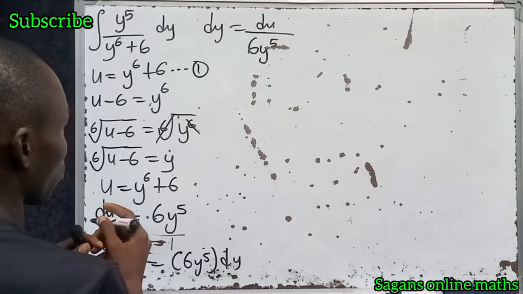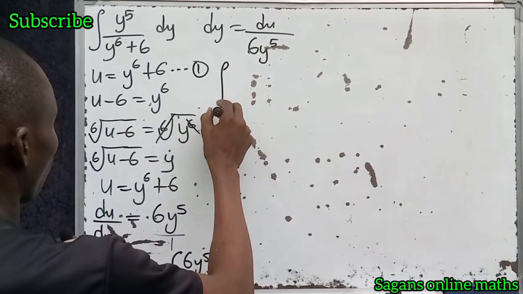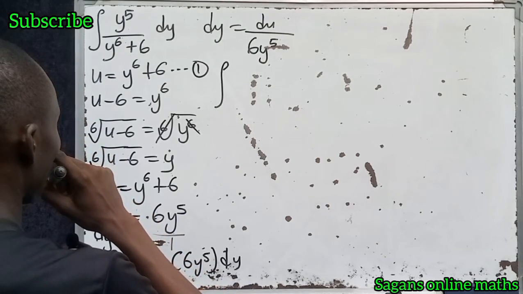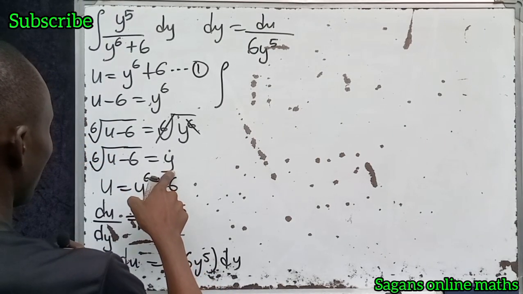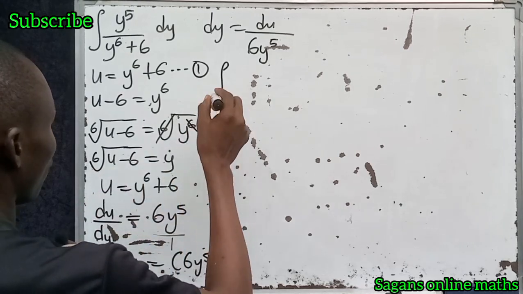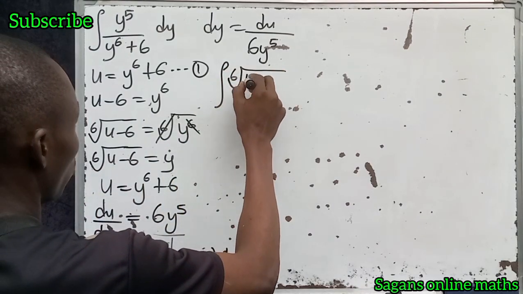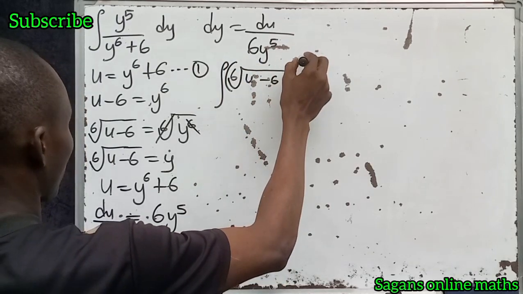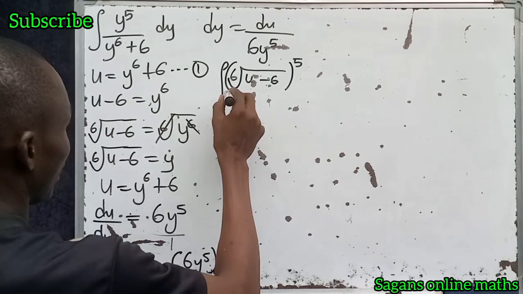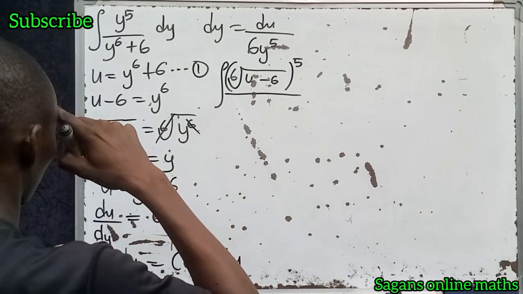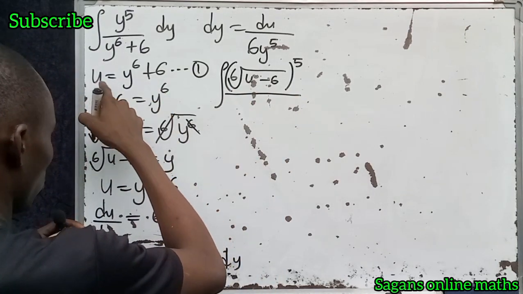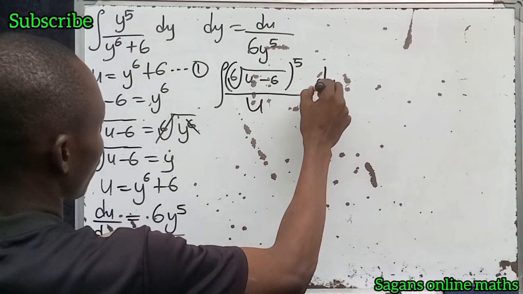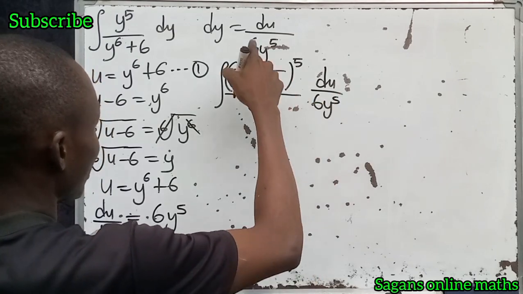Now what are we going to do? Let's go back to our original equation. The original equation is the integral of y to the power of 5. But what is the value of y? Let's see from here. The value of y is the 6th root of u minus 6. Don't forget that this y has a power of 5, as you can see here, right? Beautiful. Then divided by y to the power of 6 plus 6, which is just u. So here is just u, right? Now, what is dy? The dy is du divided by 6y to the power of 5, as you can see from here.